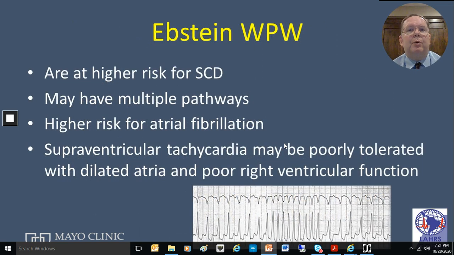We know that patients with Ebstein anomaly have a higher risk of Wolff-Parkinson-White. They're also at a higher risk for sudden cardiac death because of their poor ventricular function and the fact that they may have multiple pathways. In addition, because of the diseased atrium, they're at a higher risk for atrial fibrillation. And supraventricular tachycardia may be poorly tolerated with dilated atria and poor right ventricular function. So it's very important to perform an aggressive evaluation on patients with Ebstein and Wolff-Parkinson-White.